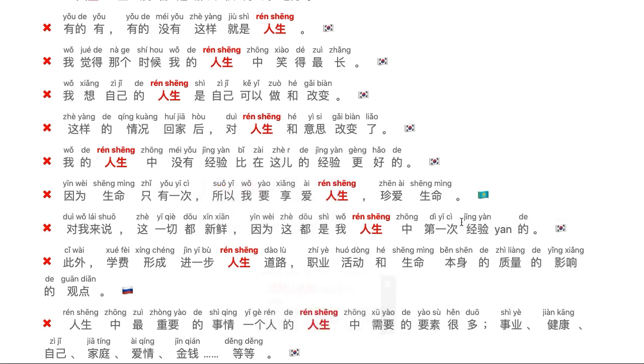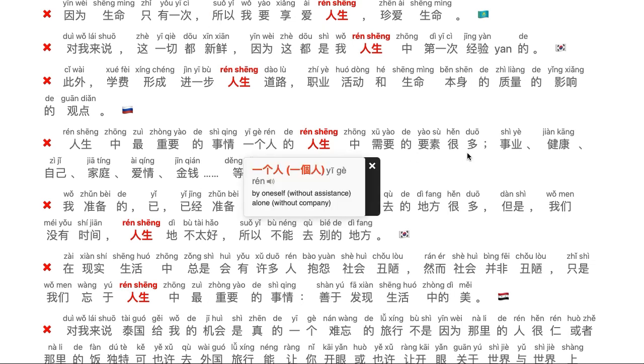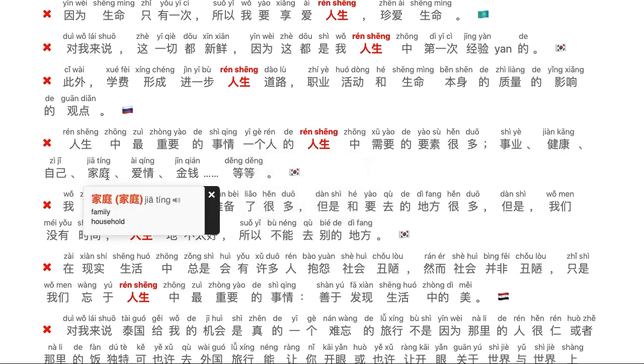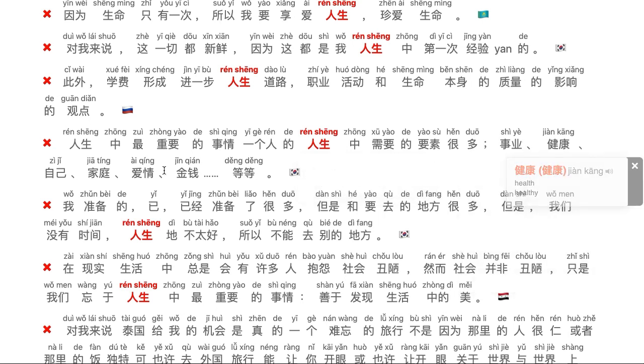Now, let me give you an example of a sentence with a problem. Take a look at this sentence. He said, 一个人的人生中需要的要素很多，事业、健康、自己、家庭、爱情、金钱等等. So in this sentence, he meant that in one's life, we need a lot of things, right? Career, health, family, right? 人生 is a good choice, but probably 生活 is a better choice because it has to do with daily life, right? But unless he's emphasizing that we need to experience these things in our entire life. But typically people would use 生活 in this context.